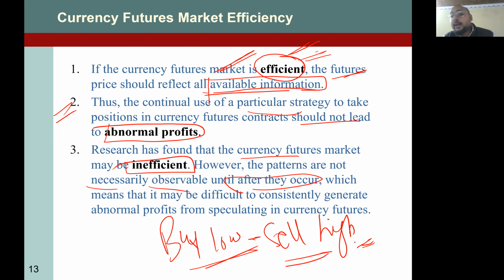They were also earning, and in that case, the opportunity to earn abnormal profit will start to squeeze and ultimately be wiped out. Okay, which means that it may be difficult to consistently generate abnormal profit from speculating in currency futures.